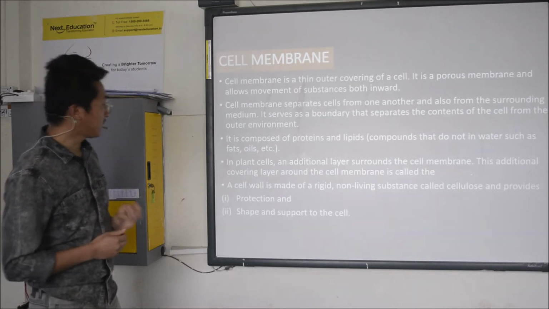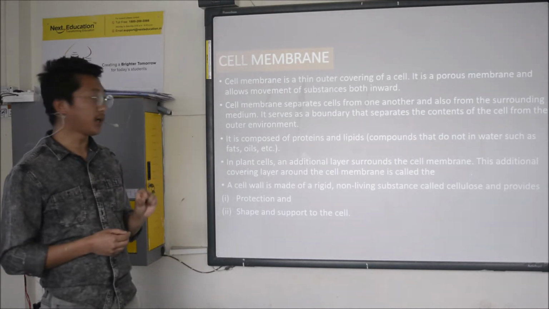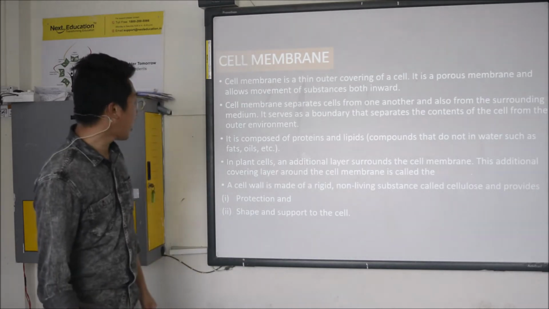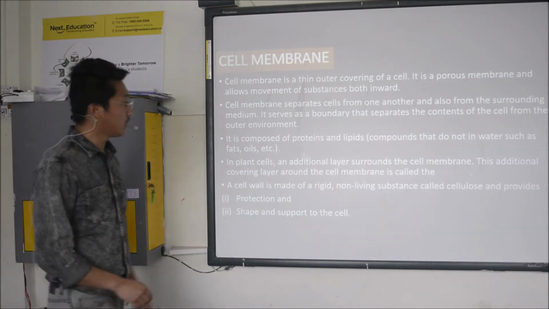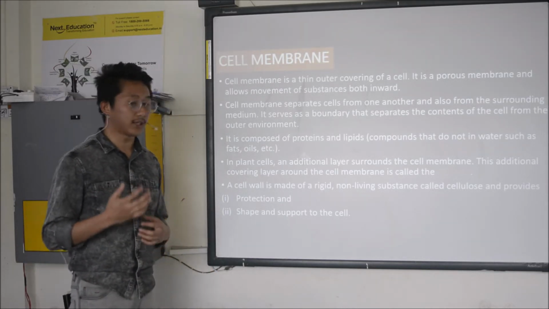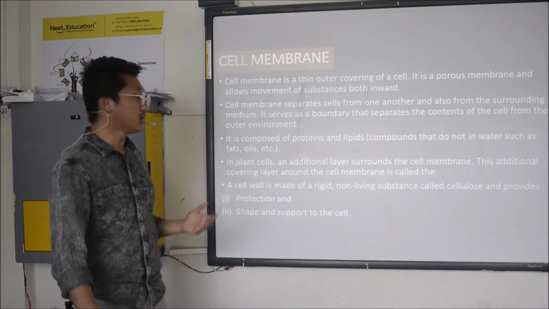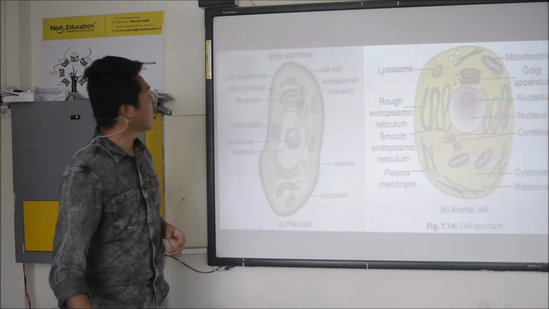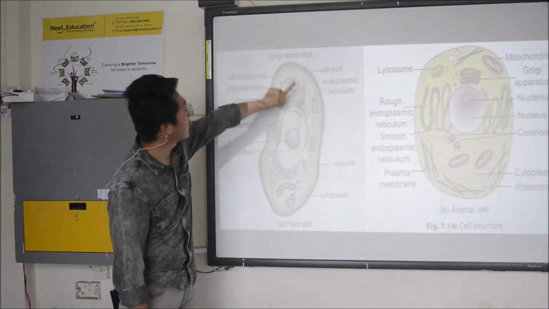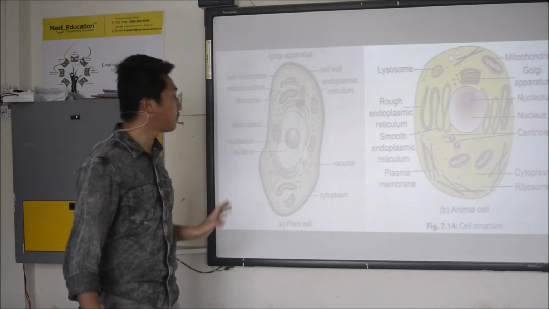In plant cells, an additional layer surrounds the cell membrane. This additional covering layer around the cell membrane is called the cell wall. The cell wall covers the cell membrane. The cell wall is present only in plant cells. You can see in the picture the outer covering, called the cell wall, that surrounds the cytoplasm. This cell wall is only present in the plant cell.